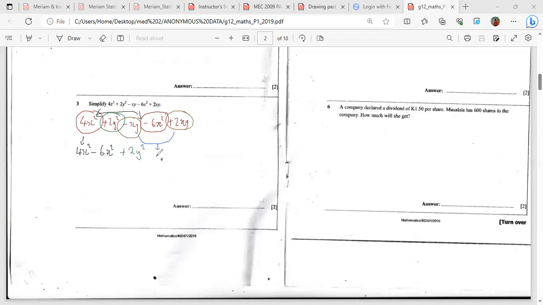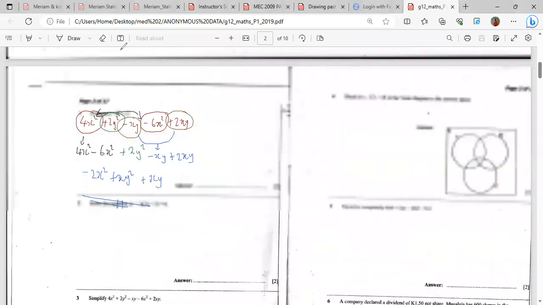So I'm going to say negative xy plus 2xy. So this one gives us negative 2x squared plus 2y squared. Then when you add these two, you get xy. So that will be your final answer. That will be the final answer for that.